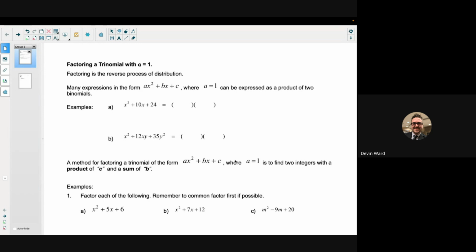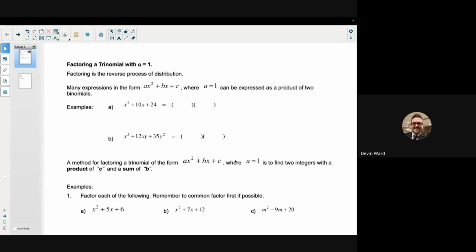Please don't FOIL this after because that's just going to take you back to the original question. If you want to check your work, that's fine. But this is the final answer. Please don't FOIL it after. Thanks.